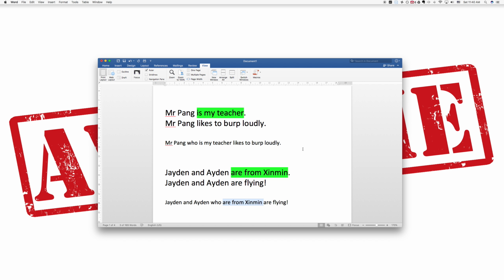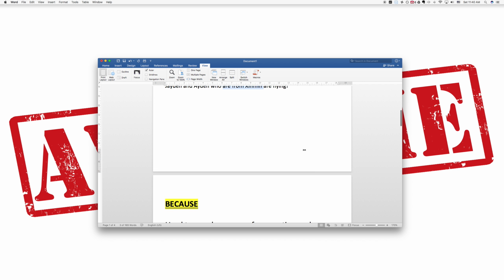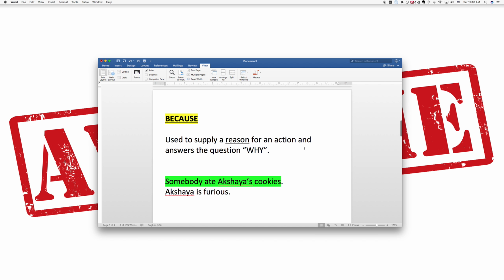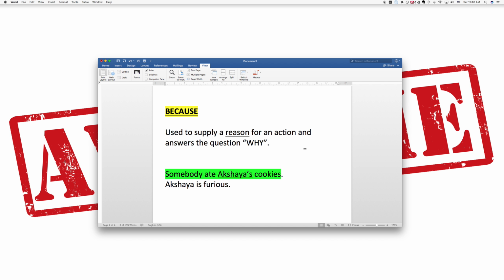Now let's move on to the second connector in unit 8. And that's because. Because is a connector that's used to supply a reason for an action and answers the question why. Very simply, why? So let's look at an example to explore this further.